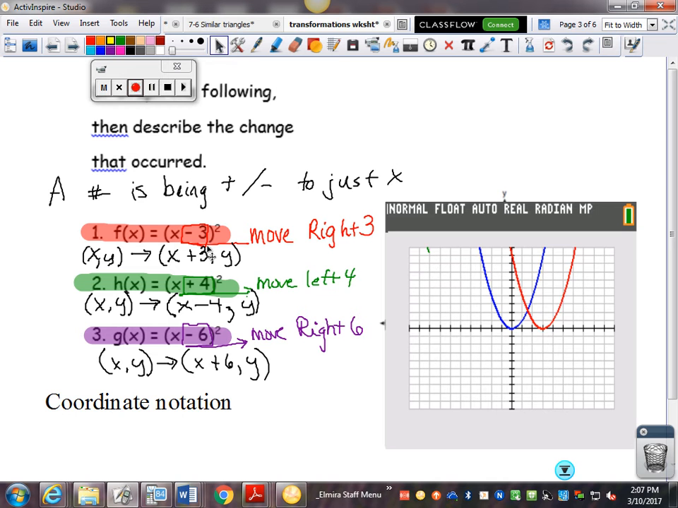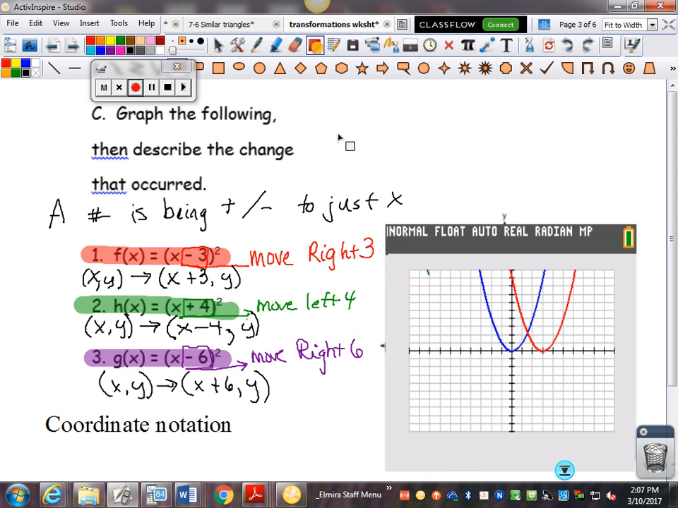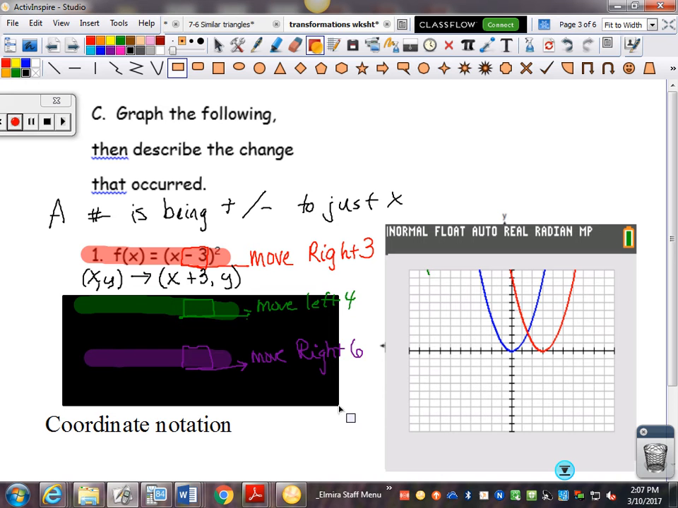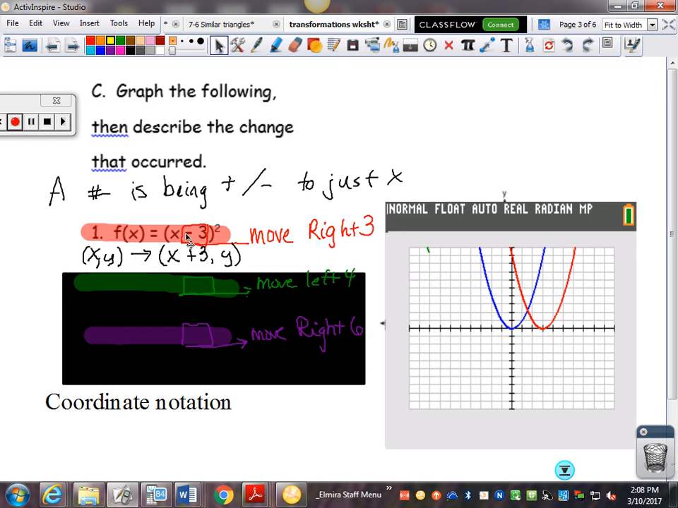Okay, so what happens if I add or subtract a number just from the x? I can tell it's only being added or subtracted from the x because it'll be in parentheses with the x. So I have a minus 3 in this first red function, and I'll draw my black box on here again. I can see that subtracting 3 moved the function 3 to the right.